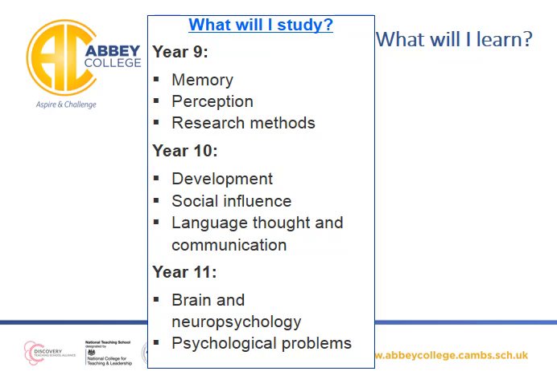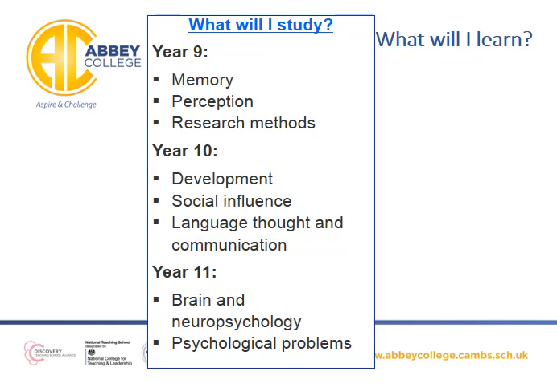For language, thought and communication, we look at how language has developed. We look at how our thoughts and our language work together, and we also look at historical and cultural differences within language and how we can communicate. We also look at non-verbal communication, so that's things like eye contact, body language, personal space, and how they all form our communication with other people, as well as comparing human and animal communication.